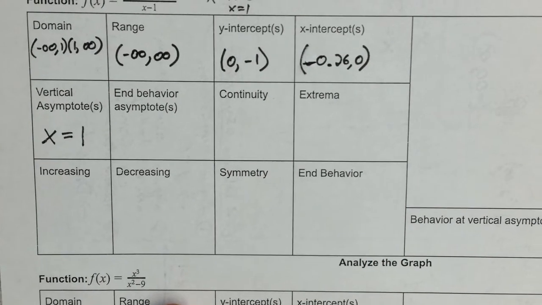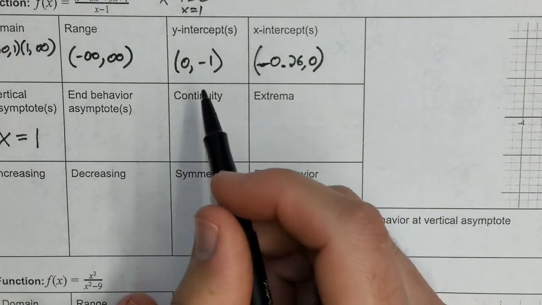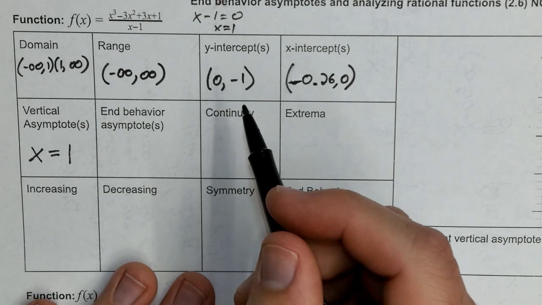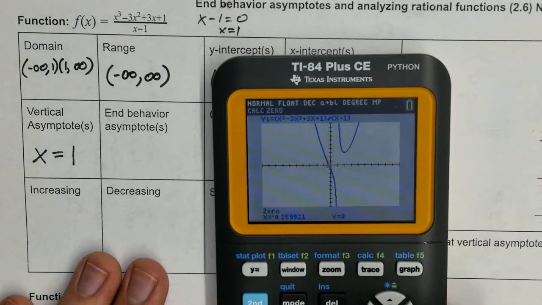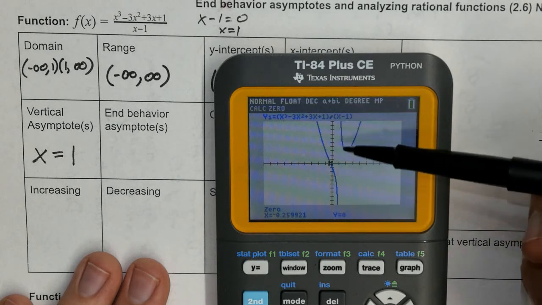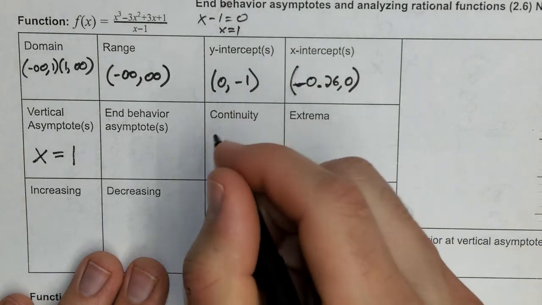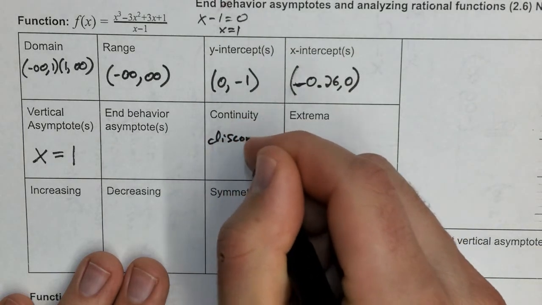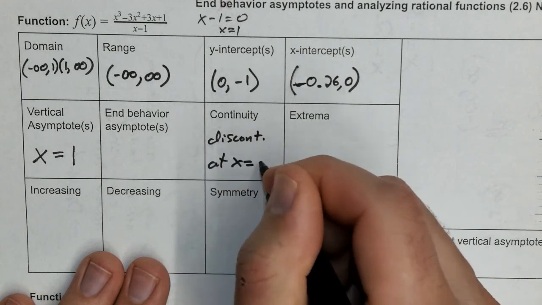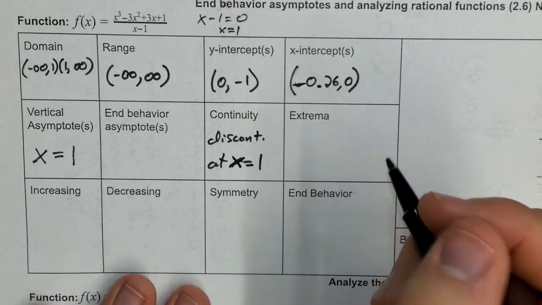I'm going to kind of skip around here just based on what we've already found and what's easy to find first. So continuity, that just means we're looking for any places of discontinuity. We found one place where there's a break in the graph, and it is right here at 1. So it's discontinuous here because there's no graph at 1. So we'd say it's discontinuous. I'm going to abbreviate that, at x equals 1. So when it asks you for continuity, you're really going to just be listing out where is it discontinuous.